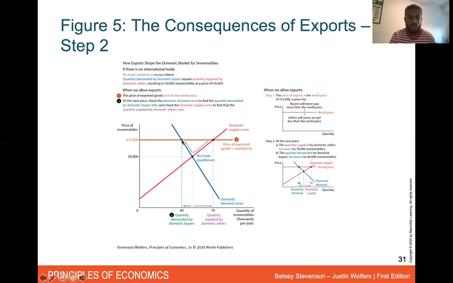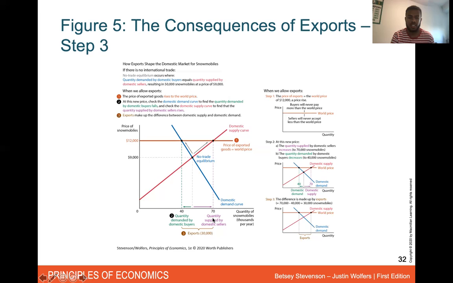This is going to be what domestic buyers buy, which is going to be less than before because it's more expensive. And this amount here is going to be the quantity supplied by domestic sellers, which is going to be more because the price is now higher. So you're going to see that there are new amounts different than the original equilibrium.